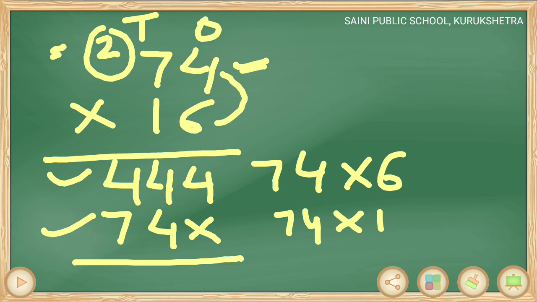So the cross means 0. We can write here 0 also. So 4 plus 0 is 4. 0 plus 4 is 4, and 2 plus 3 is 5. So our answer is 544. In this way we can multiply a two-digit number by a two-digit number.